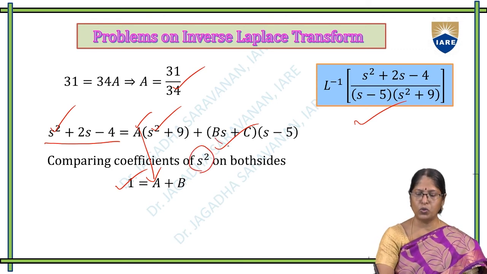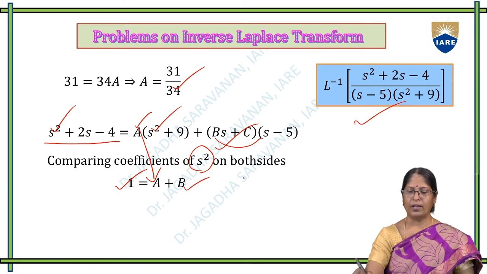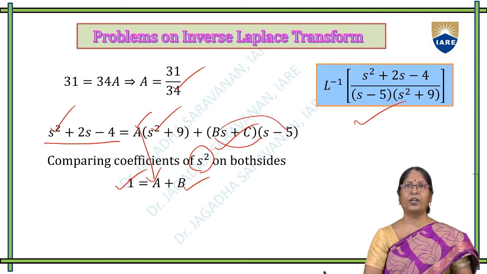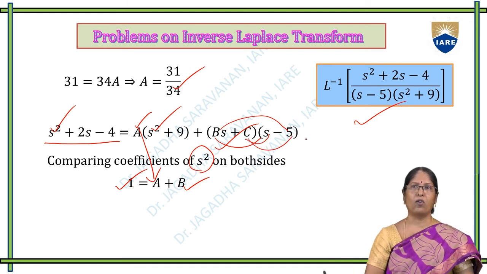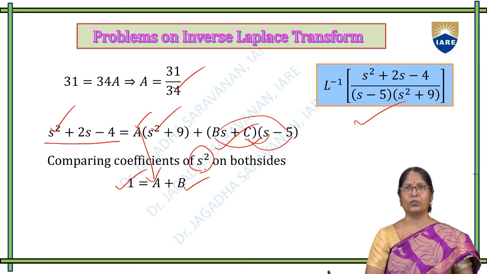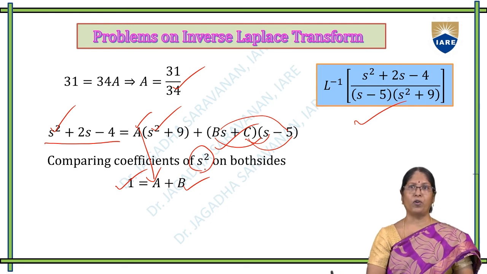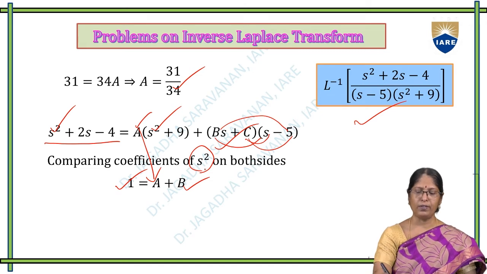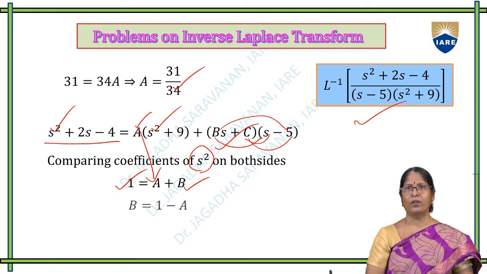If these two multiply, we are getting bs square. So it is b. If these two multiply, we are getting only s. Here also only s. This is only a constant. So our criteria is concentrating only on s square. So comparing the coefficients of s square on both sides, we got a plus b equal to 1.